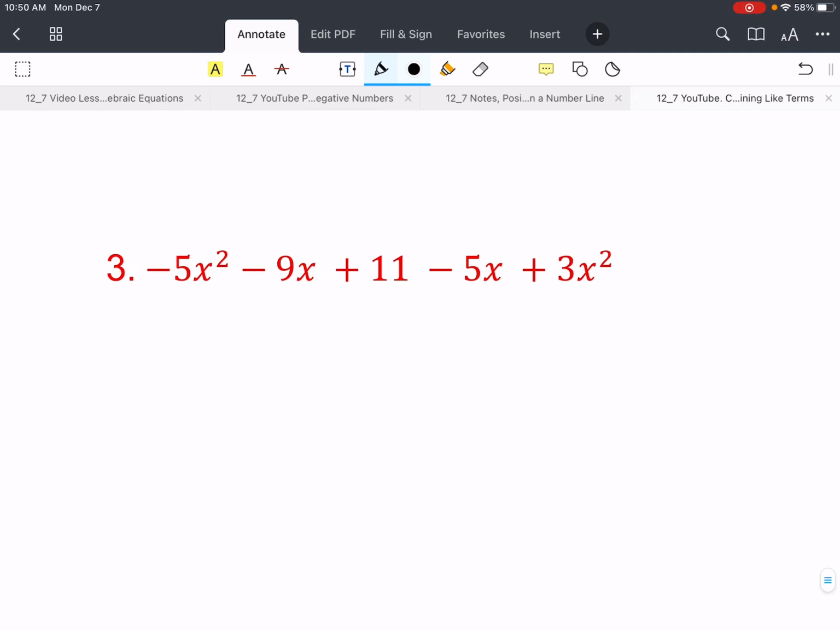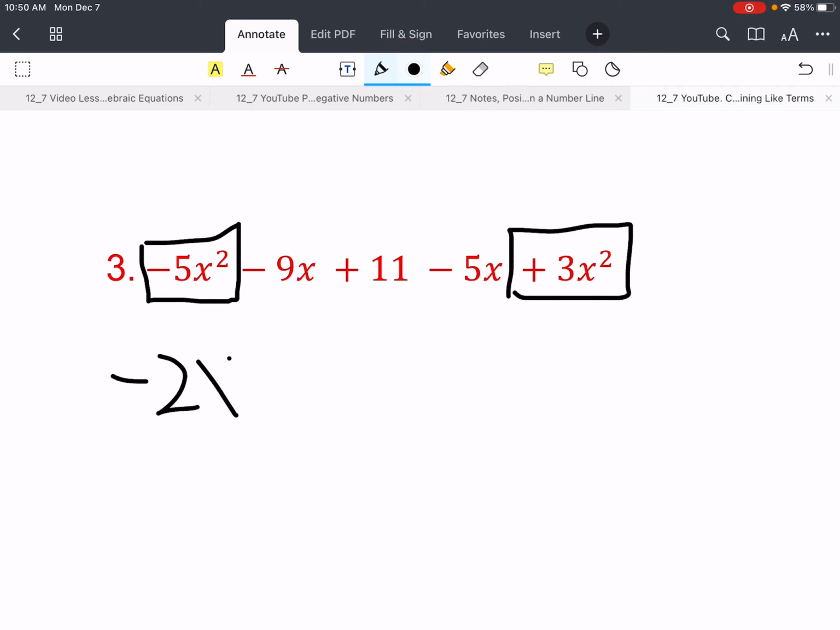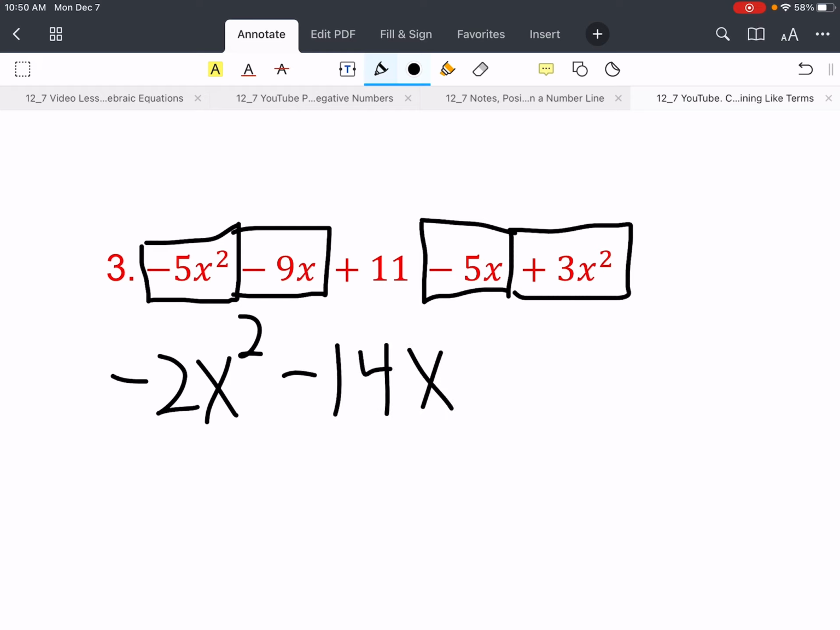Last one we're going to do, have negative 5x squared. So I'm looking for all the other terms that have an x squared. And I found one here at the end. So I'm combining those. That's going to give me negative 2x squared. Now I have a negative 9x. I can combine that with a negative 5x minus 14x. And all that's left is the term plus 11.